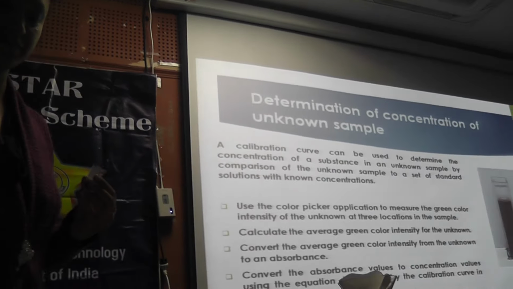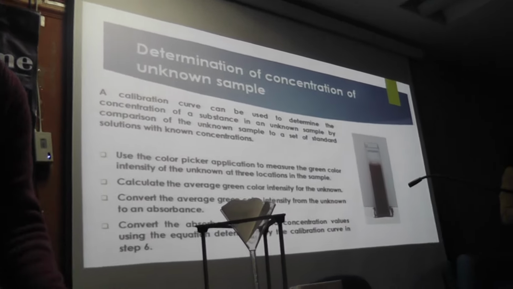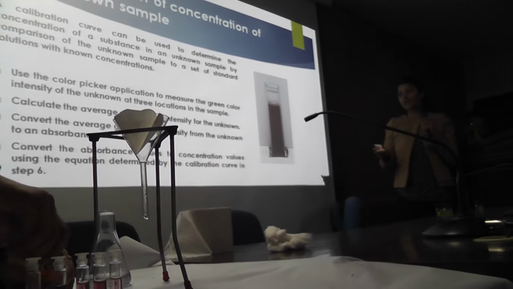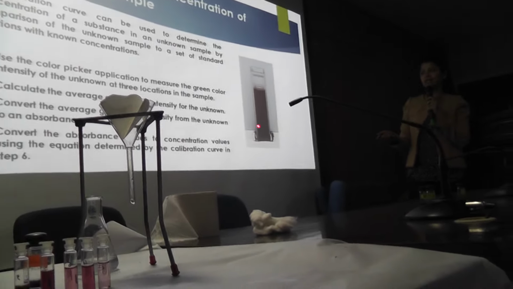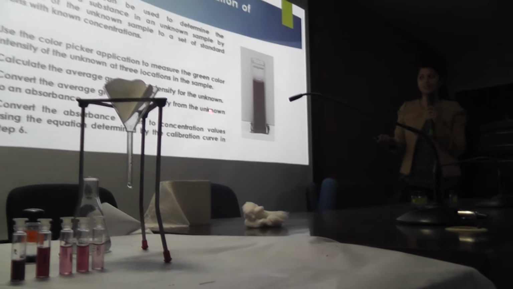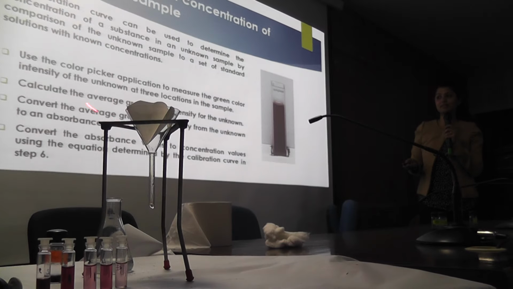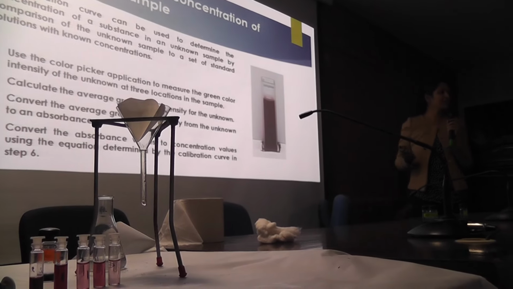And we make sure that the distance between the cuvette and the camera phone must be constant for all the samples. Then only we can get the correct value. So this was done. Again, this color picker application was used and average green intensity was calculated, and further from this green intensity absorbance was calculated. So we get the value of y.